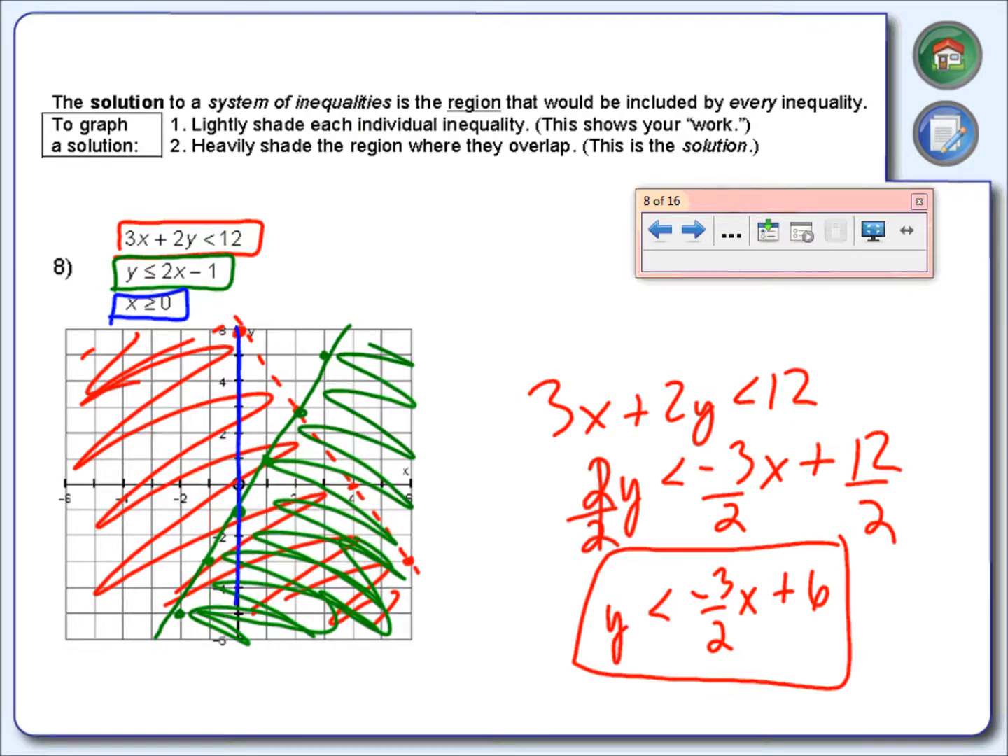Notice I'm also using a solid line because it does have an equal sign. Now there is no top or bottom when we have a vertical line. So where am I going to shade? To the left or to the right of the line? Well, it says the x values have to be greater than 0. Where are they greater than 0? To the left or to the right? To the right. So we're going to shade to the right. Very light.